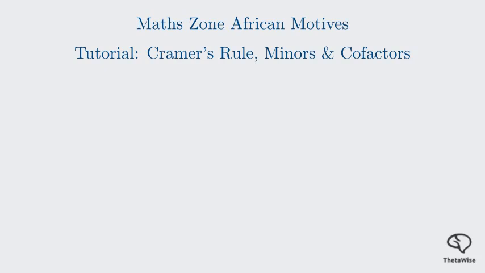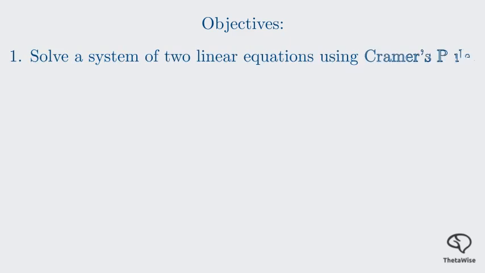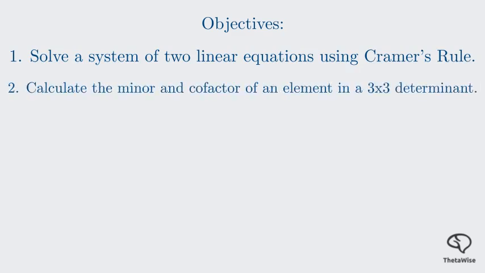Today, we'll be tackling two key matrix concepts: solving systems of equations using Cramer's rule, and understanding minors and cofactors of a determinant. First, let's look at our objectives. By the end of this video, you will be able to solve a system of two linear equations using Cramer's rule, and you will be able to calculate the minor and cofactor of a specific element within a 3x3 determinant.